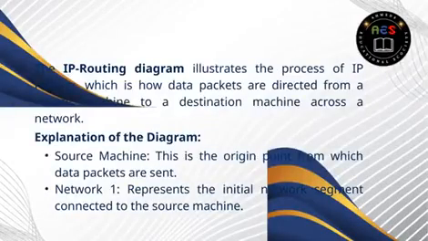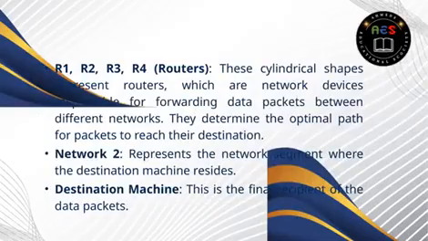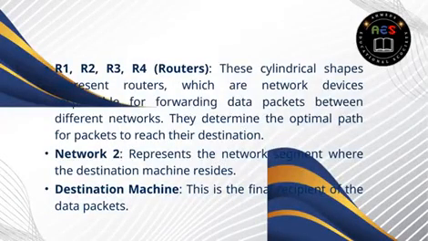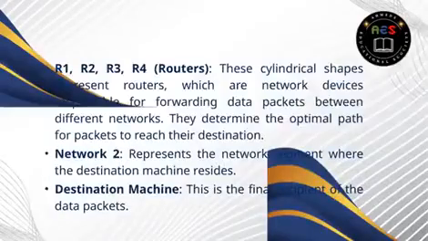Now, let's take a closer look at the routers depicted here, labeled R1, R2, R3, and R4. These cylindrical shapes are representing routers, which are essential network devices responsible for forwarding data packets between different networks. Their main job is to determine the best possible path for each packet to reach its destination efficiently. Think of them as traffic controllers that direct data along the optimal route.